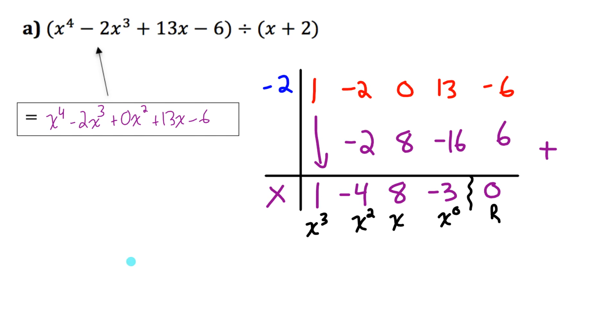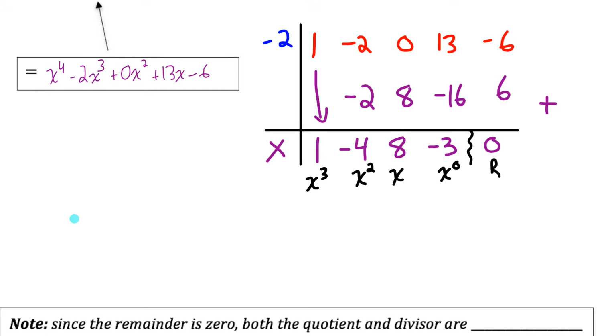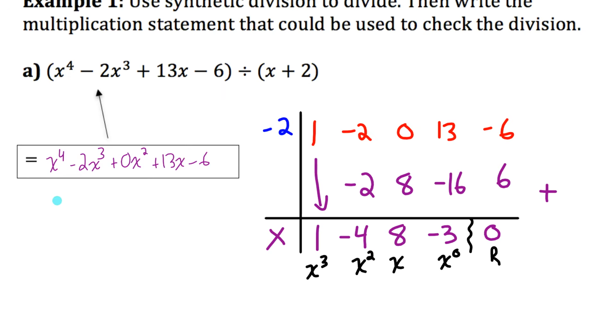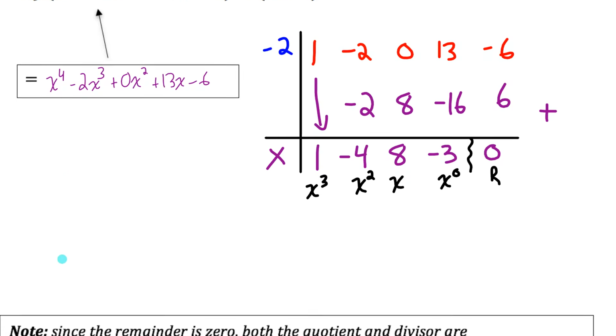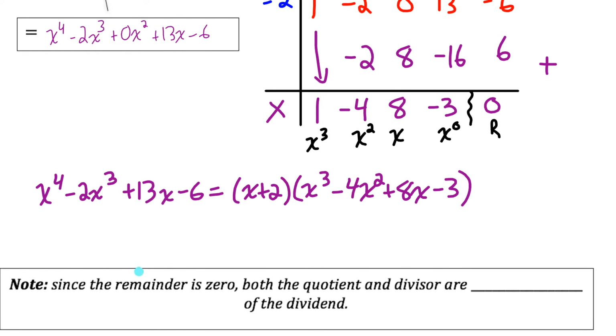And we can write our answer in two ways. I'm actually just going to write this answer using the multiplication statement. For the next one, I'll do quotient form. This one, I'm going to do the multiplication statement. So the dividend, this x to the 4 function, is equal to a product of the divisor, x plus 2, times the quotient, x cubed minus 4x squared plus 8x minus 3, plus a remainder of 0.